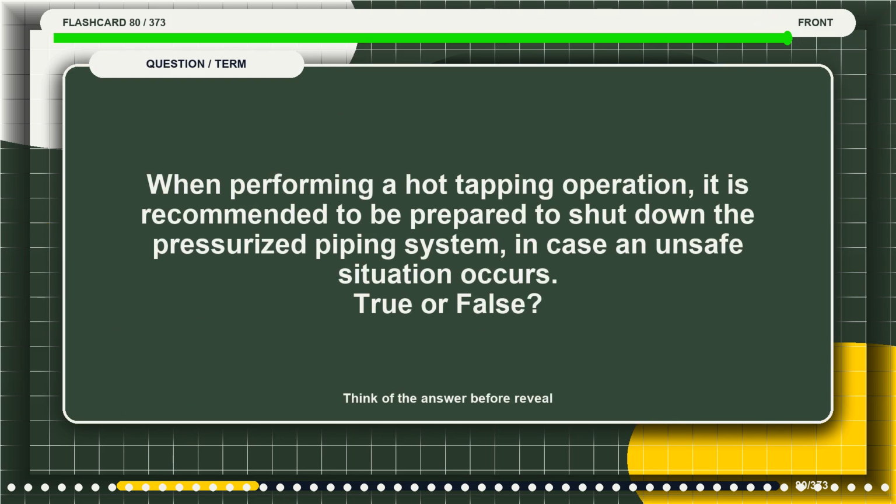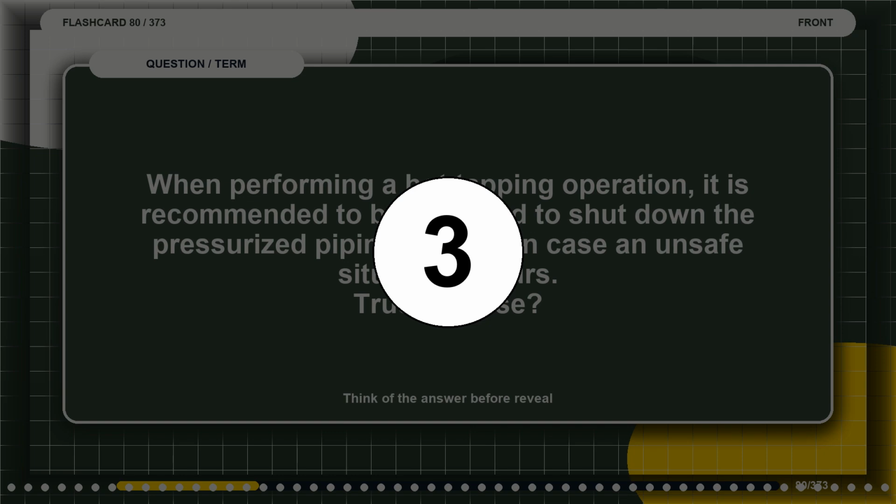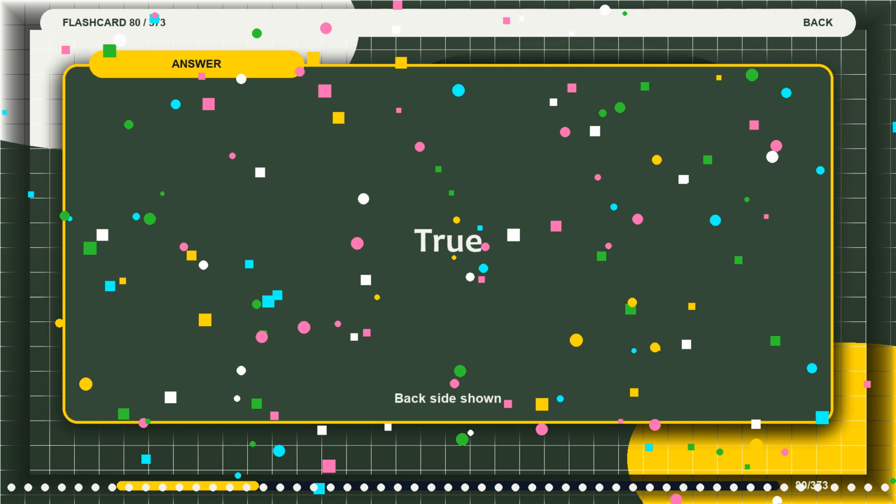Flashcard 80. When performing a hot tapping operation, it is recommended to be prepared to shut down the pressurized piping system in case an unsafe situation occurs. True or false? Think of the answer before the reveal. The answer is true.